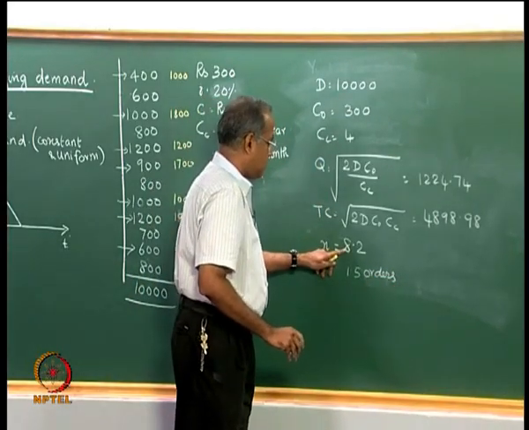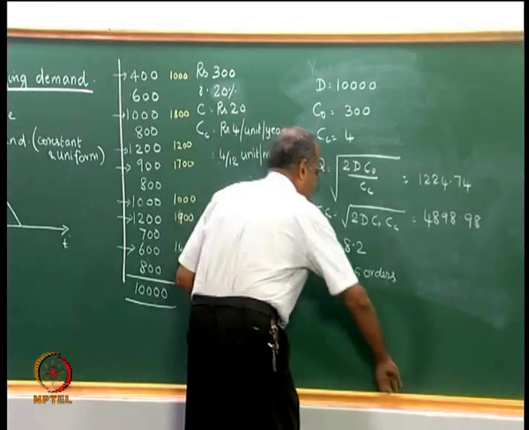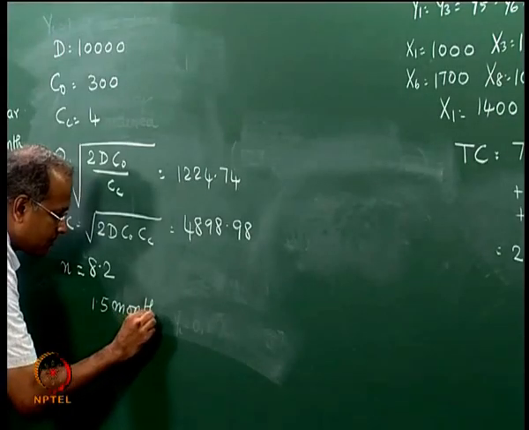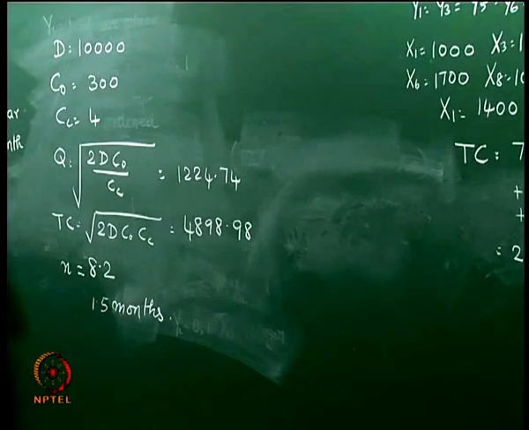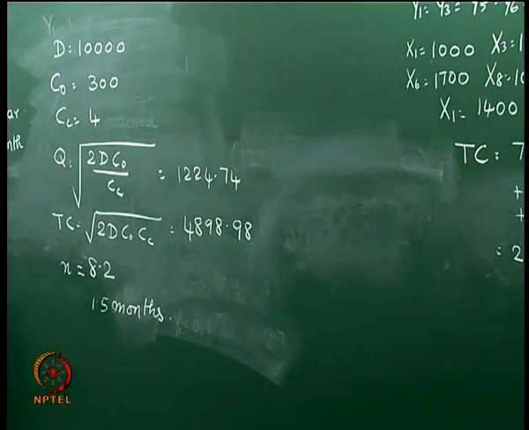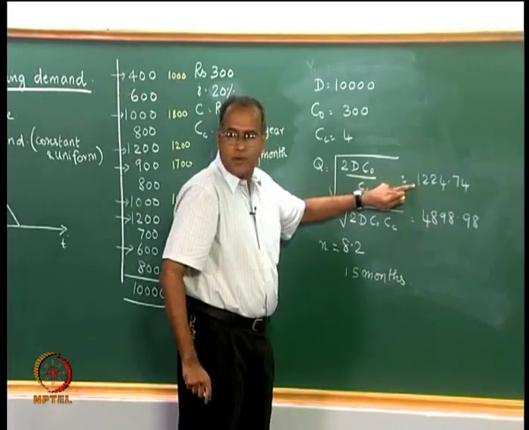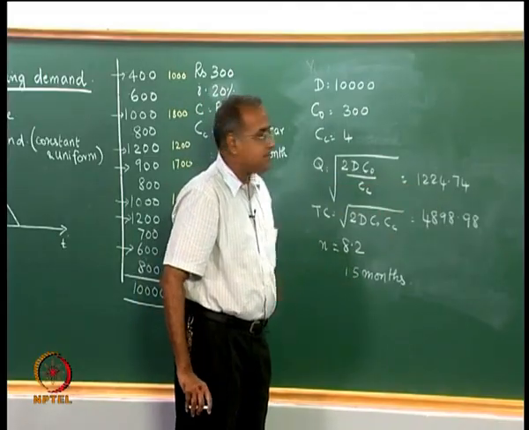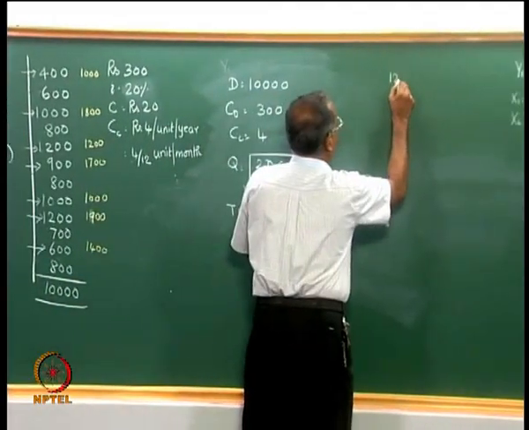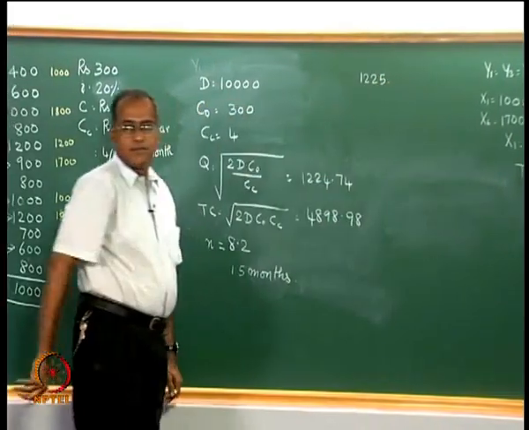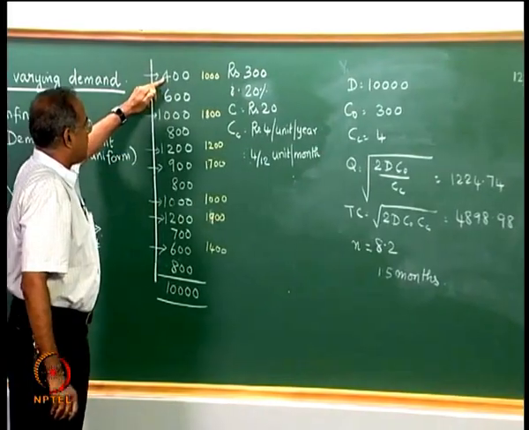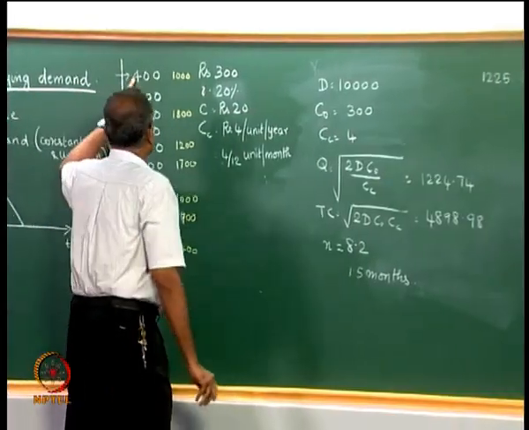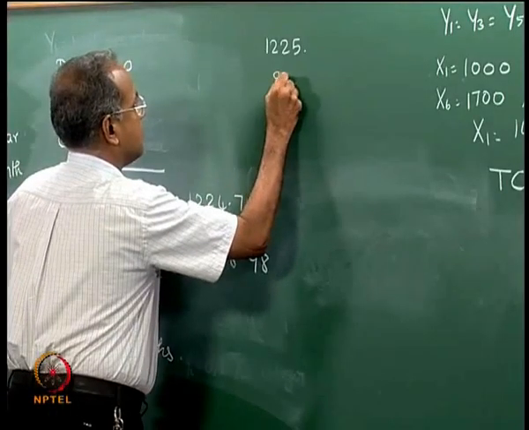8.2 orders over 12 months, then we have an order every 1.5 months. Now for example, we are going to order 1224.74, let us approximate it to 1225, which is not a very wrong approximation. So we first order 1225. Now let us try and see what we do with this. So we can meet the first month's demand of 400 through it. So at the end of the first month we will have 825.